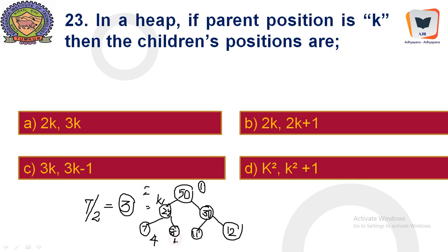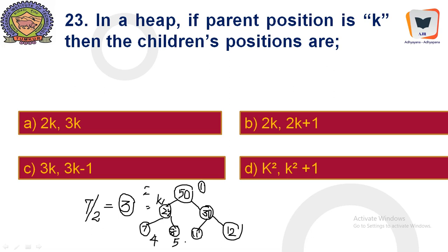This is 5. So you just take any big sized heap, you will find this particular thing very much interesting. The children positions will be 2k and 2k plus 1. If the position of the parent is 2, then its children will be at 4 and 5, that is 2k and 2k plus 1. And in the same token, if the child position is k, then its parent will be at k by 2.